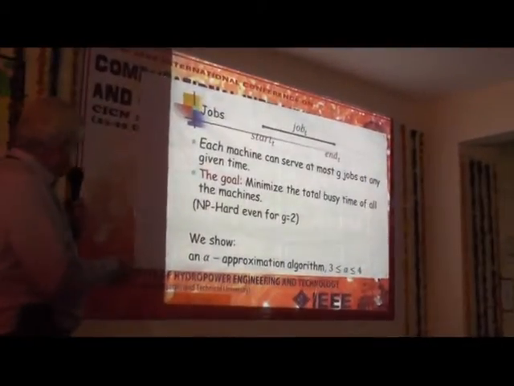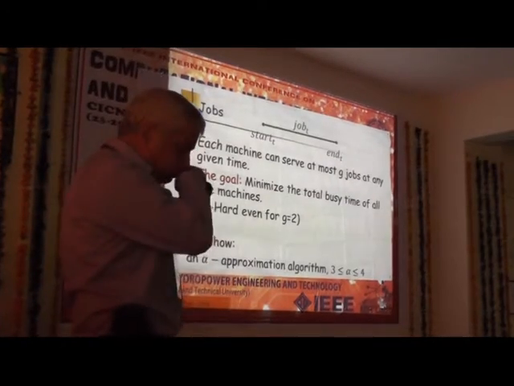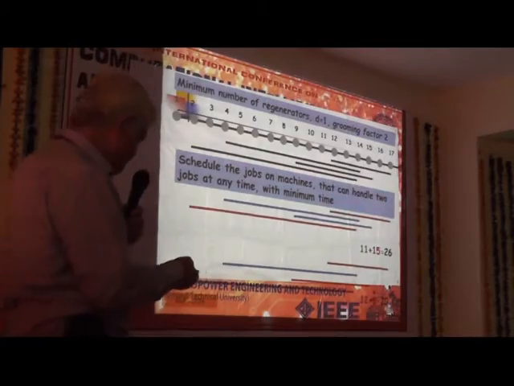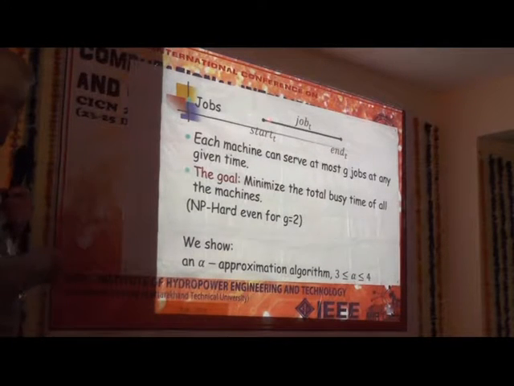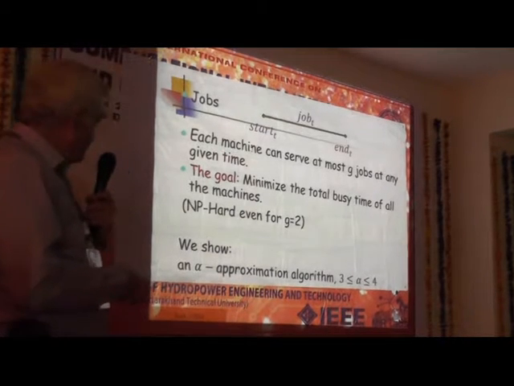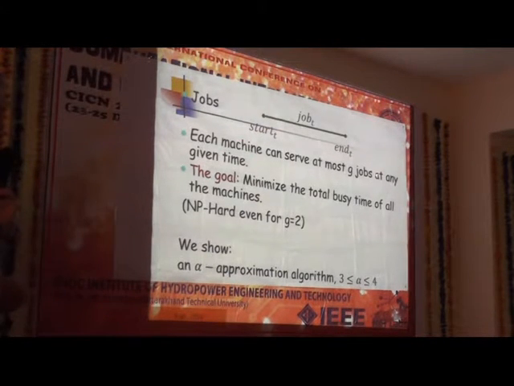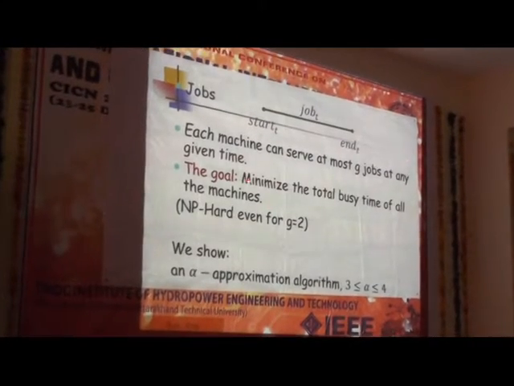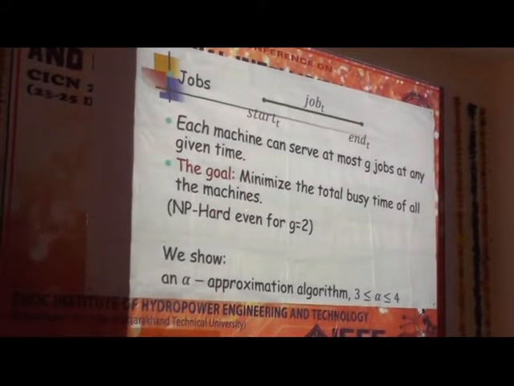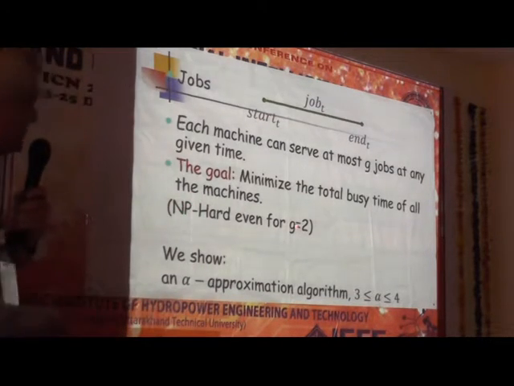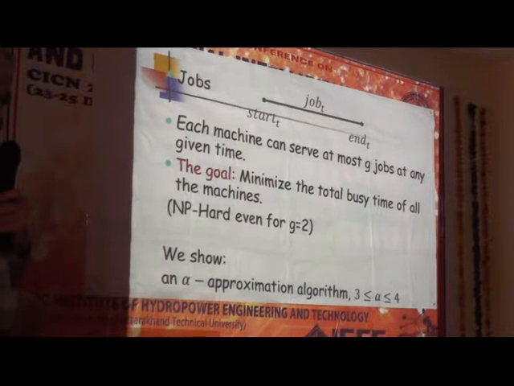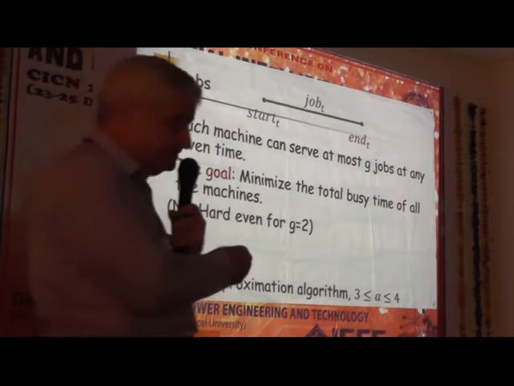I want to show you, this is a scheduling problem. Each machine can handle at most G jobs at a given time. The goal is to minimize the total busy time of all the machines. Now, this is an exercise for the students. Show that the problem is difficult. It's not easy, it's a very difficult proof. It shows that even if G equals 2, the same problem that I showed before, the problem is very difficult.